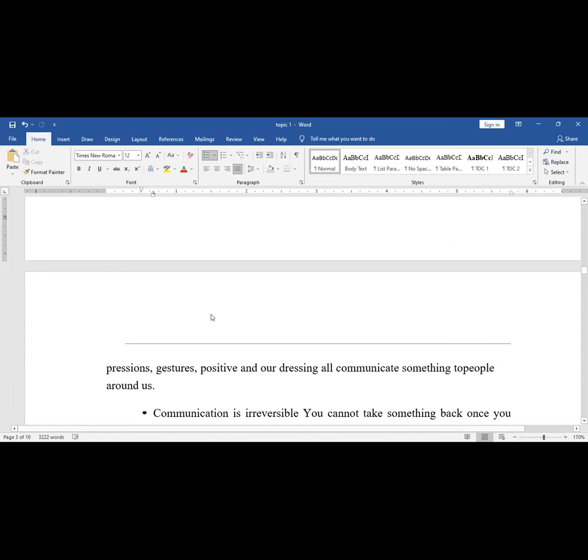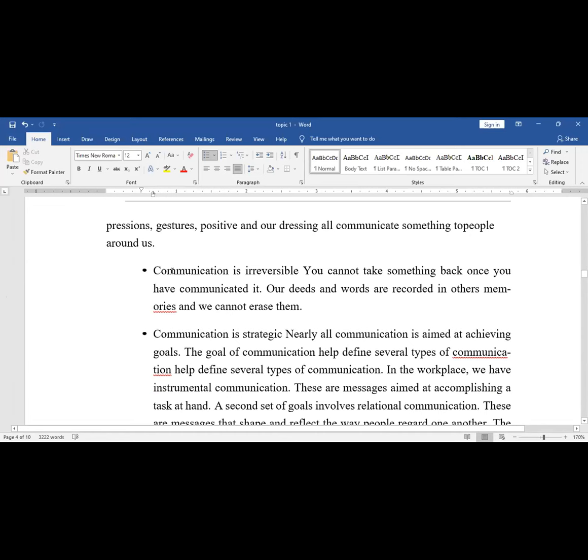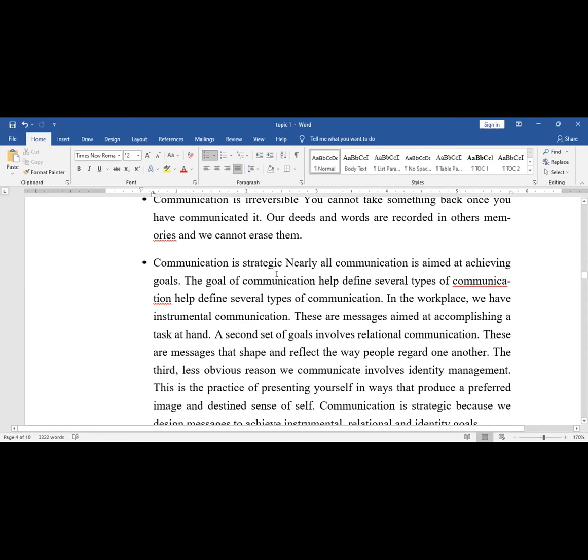We communicate to people who are around us. Another feature of communication is that it is irreversible. Whatever you say with your mouth, you cannot reverse it. If you tell someone you are the biggest goat that ever lived, you cannot take back your words. You have just said it. The only thing that is remaining is for you to apologize for whatever you said. So communication is irreversible. And communication is strategic.